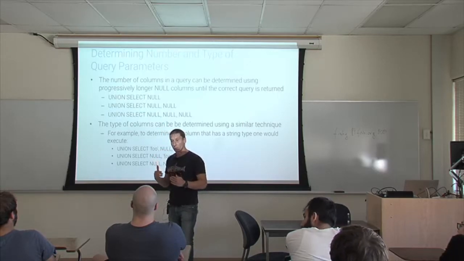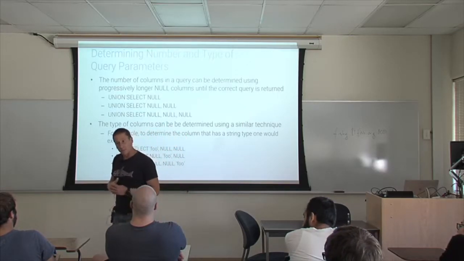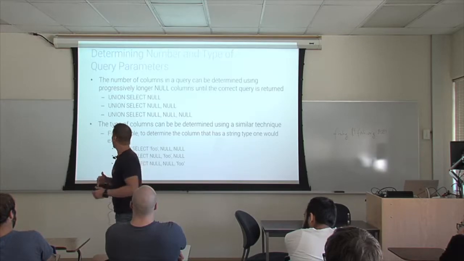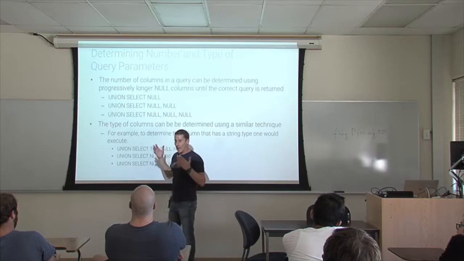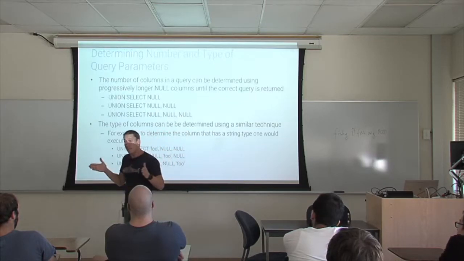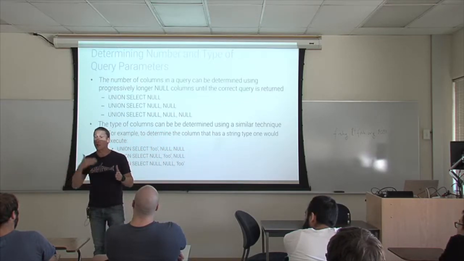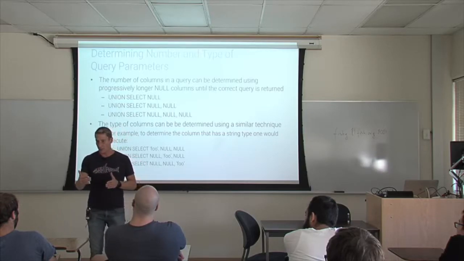Yeah, but why not an asterisk? Say it again? Why not an asterisk? Well, because if you do an asterisk, I mean, null is fundamentally anything, but you want to know the exact number of parameters. You don't want just the query to work with the asterisk, okay?